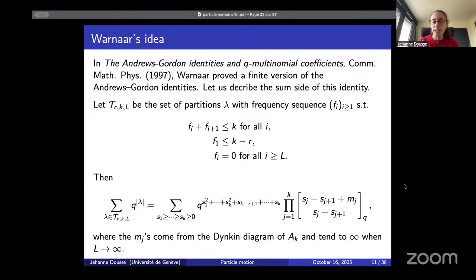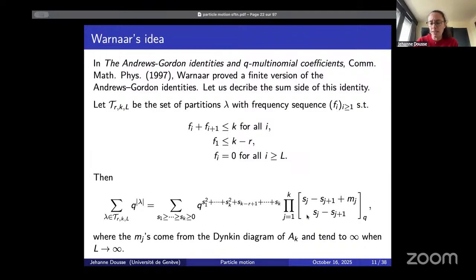Okay, so Werner originally, when he introduced his particle motion, what he proved was not exactly the Andrews-Gordon identities, but it was a refinement, or a finite version actually, of those identities. So he was considering the two conditions that I just mentioned, but also he added one last condition, which was that the parts are all smaller than some big L. And he showed using particle motion that the generating function for these partitions is this big sum with again q-binomial coefficients here.